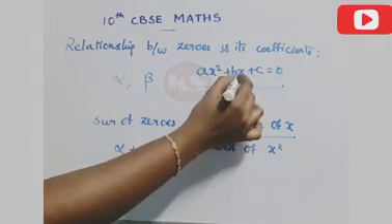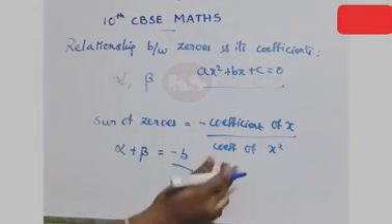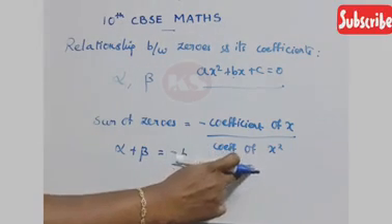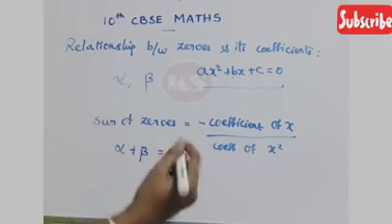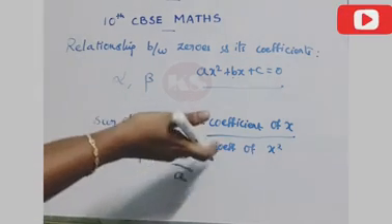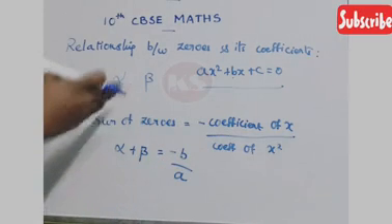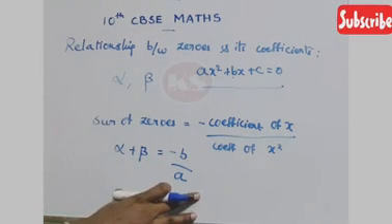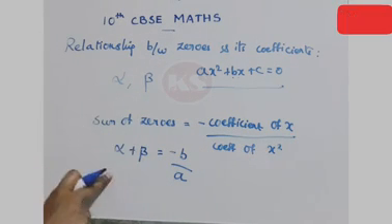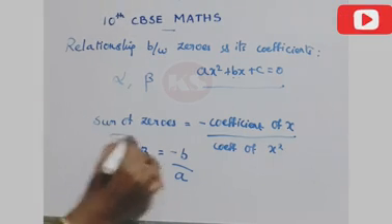We know that coefficient of x is b. So minus of coefficient of x is minus b divided by coefficient of x squared. We know that coefficient of x squared is a. So minus b by a. So sum of zeros is equal to minus coefficient of x divided by the coefficient of x squared. So in this method, alpha plus beta is equal to minus b by a. So this is the general form.